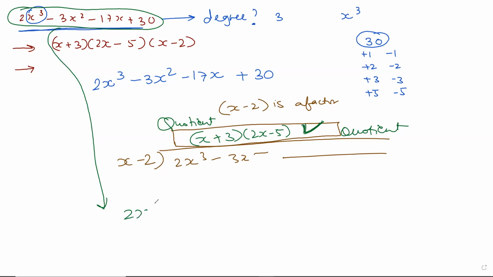We said 2x cubed minus 3x squared minus 17x plus 30 is going to have three factors. And what is one of the factors? Hamna, you yourself just said it a while ago. Ma'am, x minus 2.